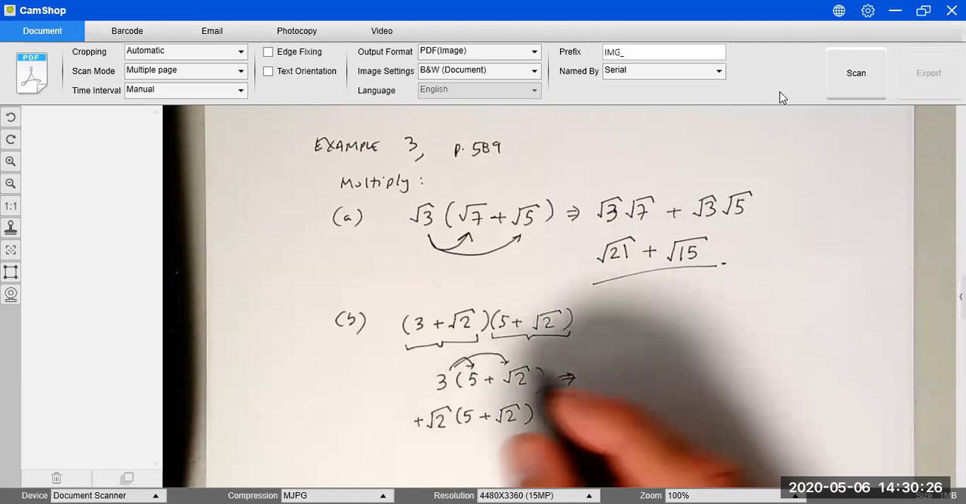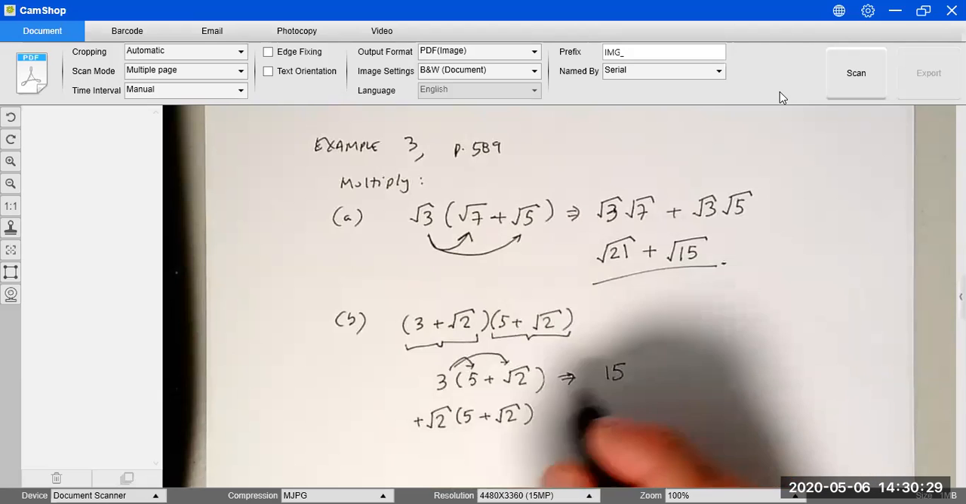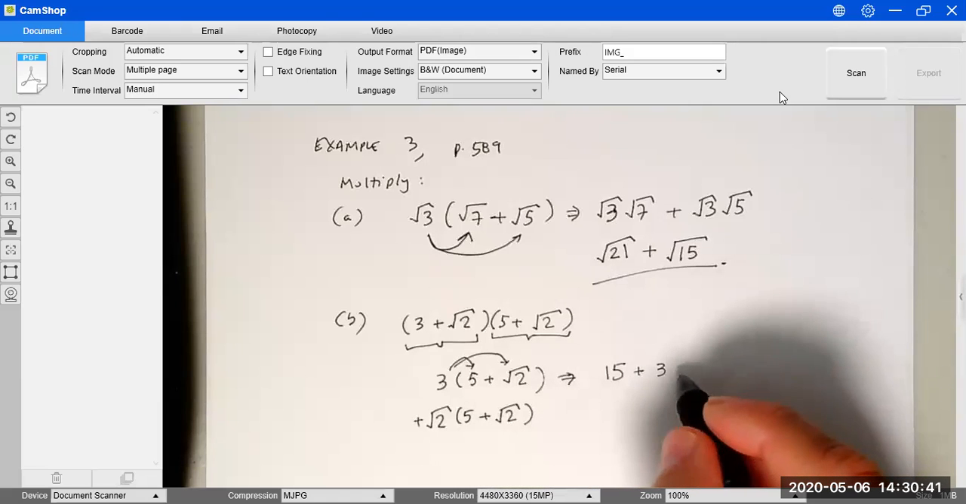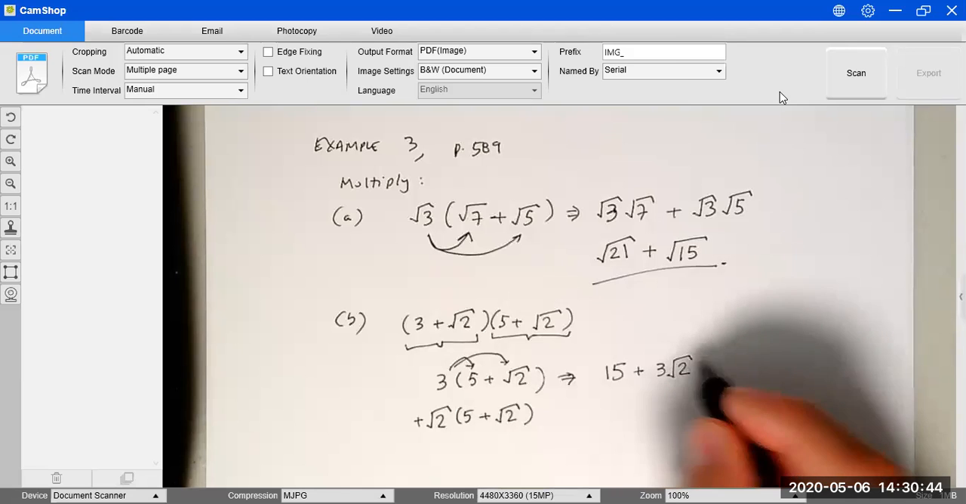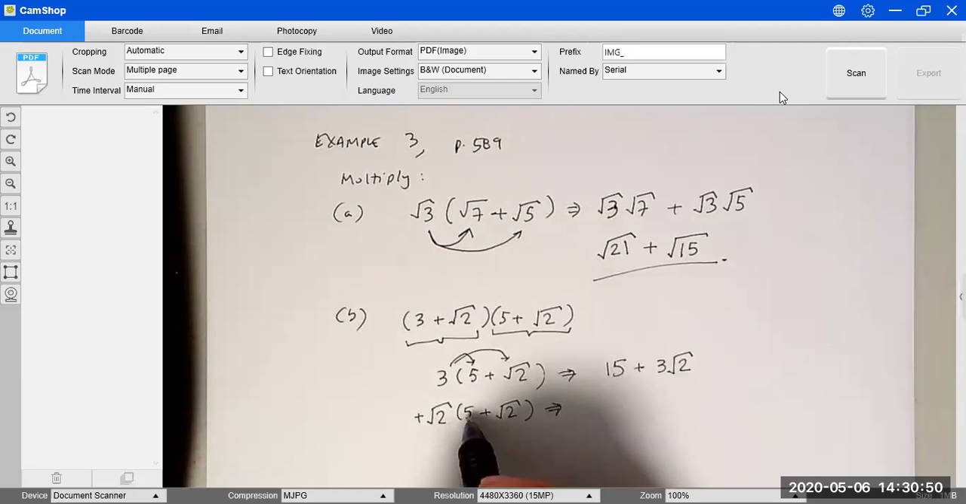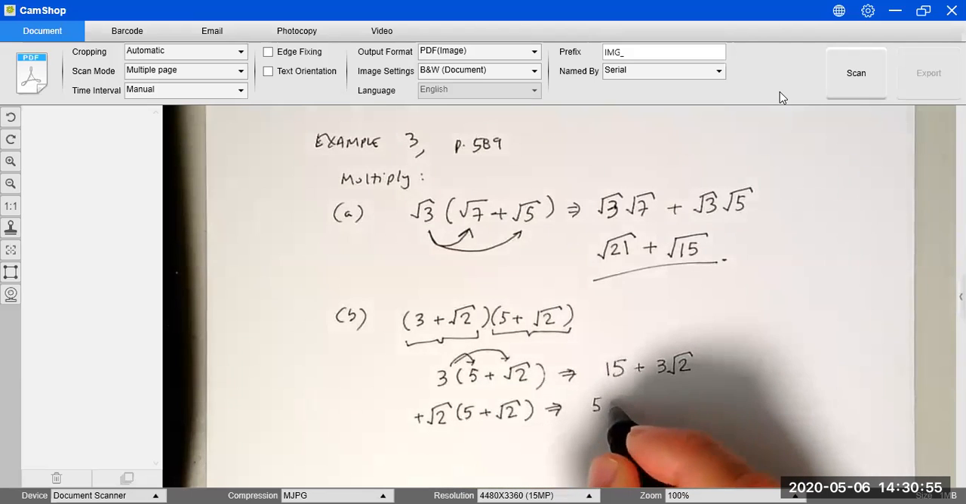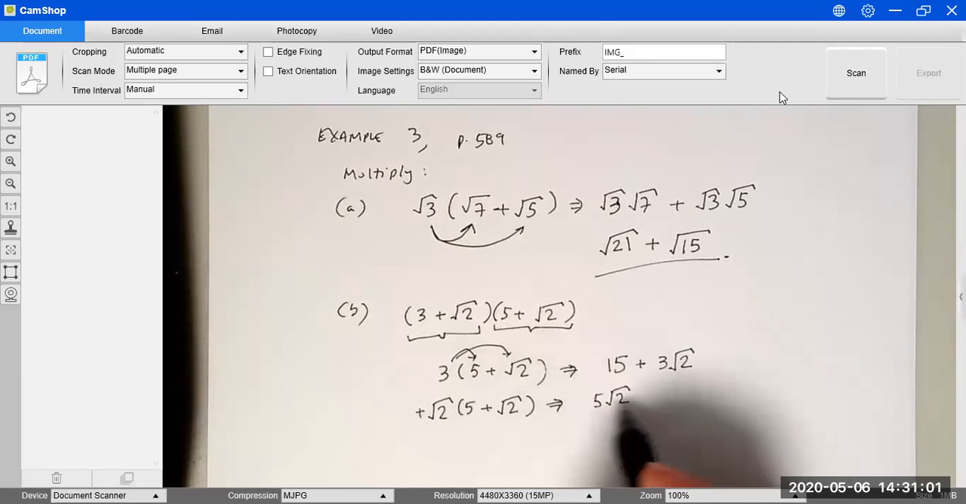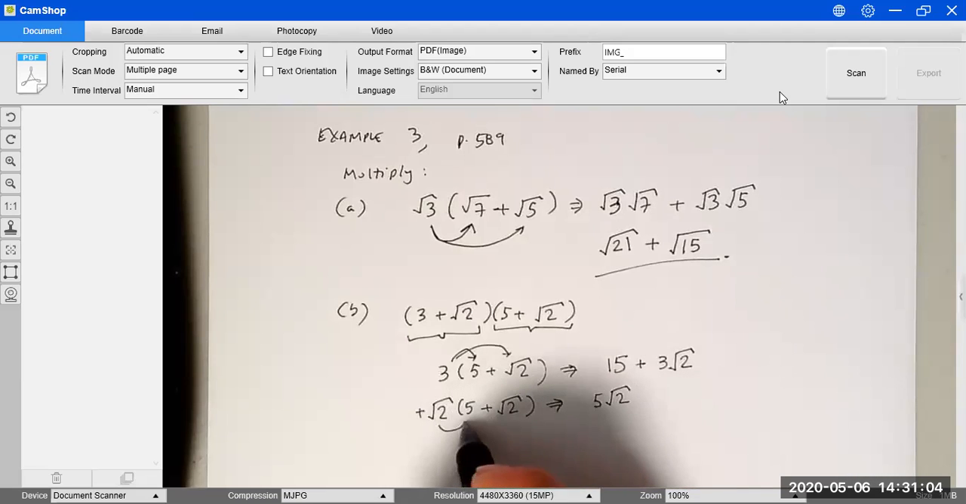So I'm going to have 3 times 5 is just 15, and 3 times radical 2. So 3 is a coefficient and square root of 2 is a radical. So you're going to just leave the coefficient as a coefficient and the radical as a radical. Then in the second case, I have another coefficient times a radical, or vice versa, radical times a coefficient. So you're going to have just the coefficient times the radical. So we write first the coefficient and then the radical. That's the proper order.